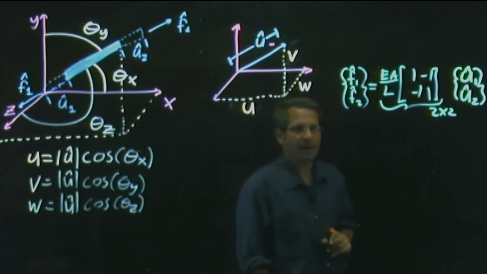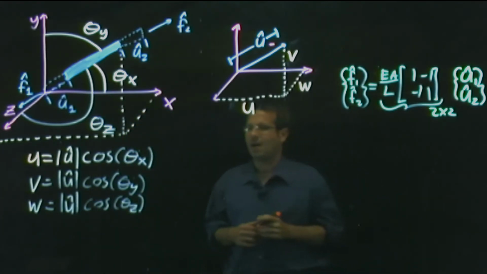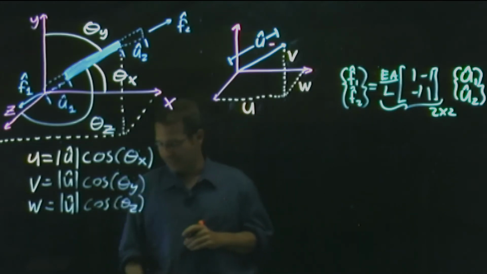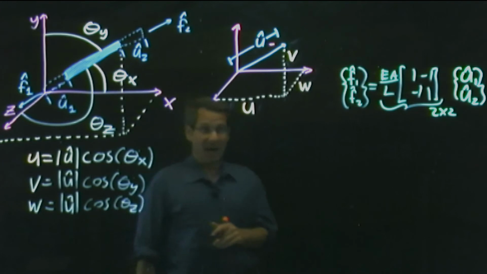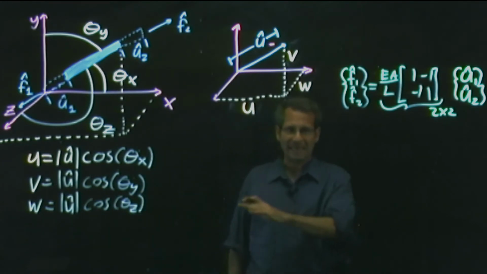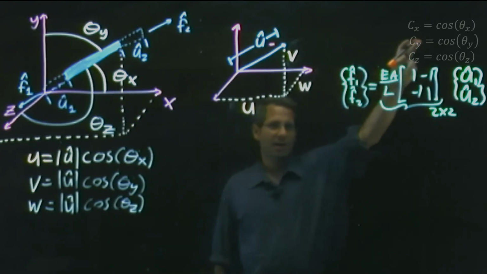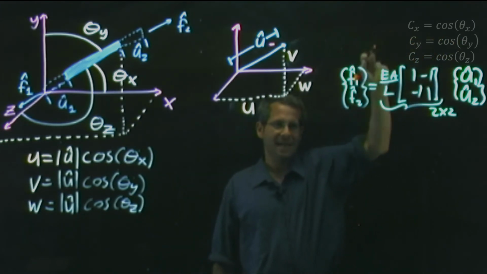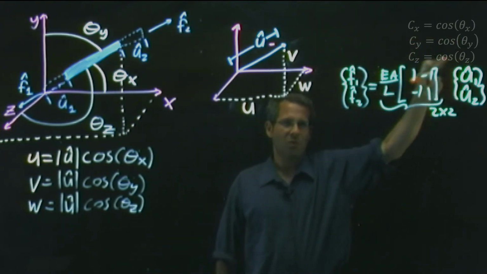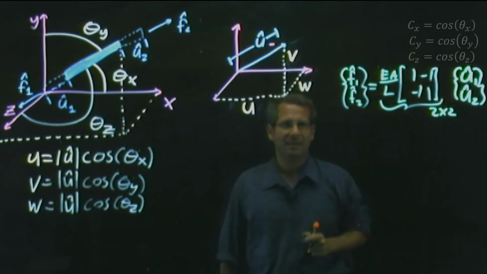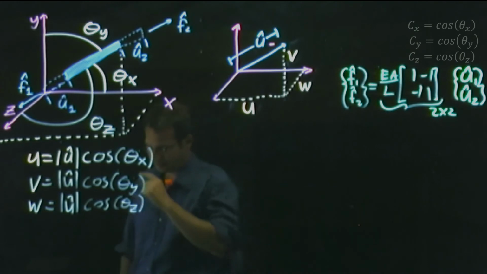Now, in what follows, I'm going to have to write cosine theta x, cosine theta y, and cosine theta z quite a few times. So I'm going to be lazy and do what the book does, and shorthand that: cosine theta x is simply cx, cosine theta y is simply cy, and cosine theta z is simply cz.